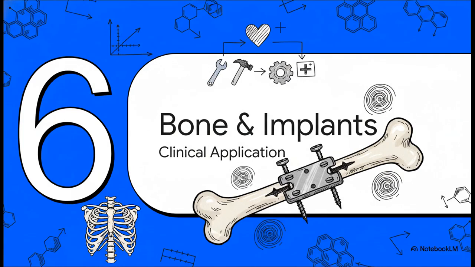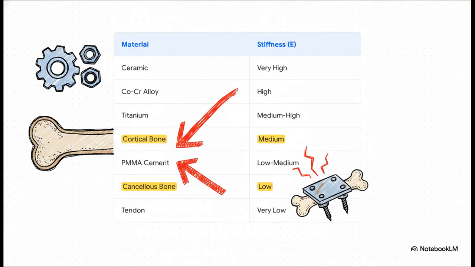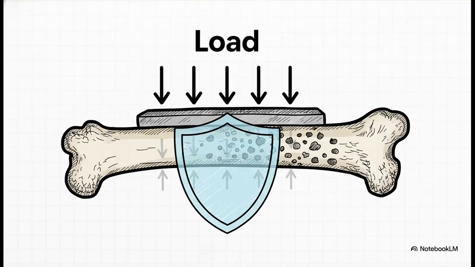Okay, let's pull all these threads together now. How does understanding stiffness and strength and ductility actually help us pick the right bits of metal and plastic to fix the human body? Well, this table really lays out the fundamental challenge in orthopedics. Just look at the Young's modulus, the stiffness of things like cobalt chrome and titanium compared to bone. They are just way, way stiffer than the cortical bone we're screwing them into. And that mismatch is not some small detail. It's a massive deal. And that big problem has a name.